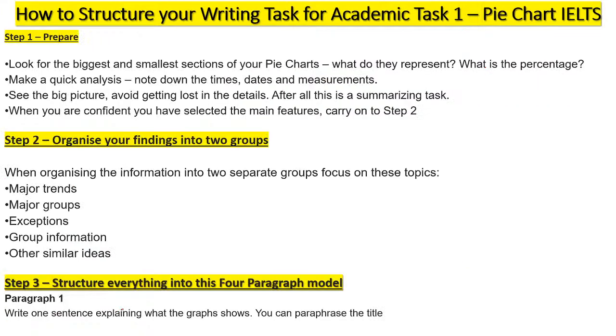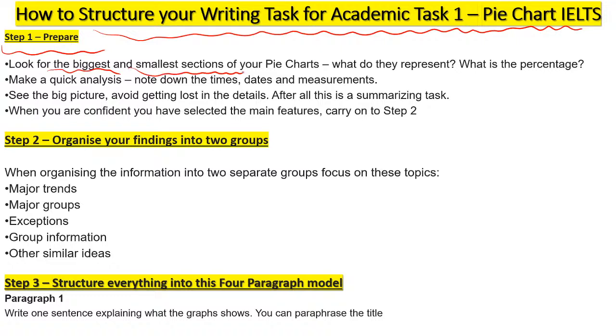So now let's see, first of all, how to structure your writing task for IELTS academic writing task 1. What is the first step? The first step is prepare. Guys, it is very important before you start to write any task. It is necessary for you to prepare first. So what exactly do you need to do? Look at the biggest and smallest section. Get the biggest and the smallest section of your pie chart, what they represent and what the percentage is. This is the first step that you need to make.